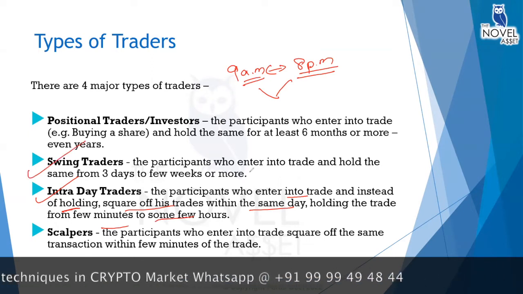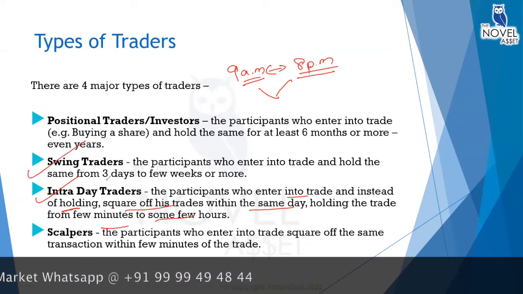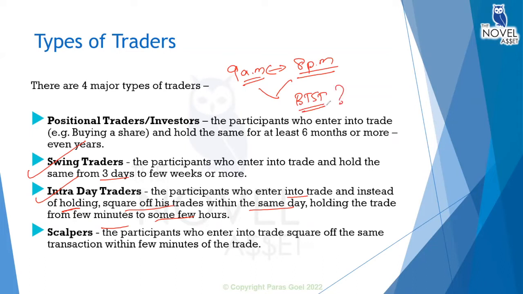Then there are swing traders, the participants who enter into a trade and hold it for 3 days to a few weeks. You know about BTST strategies. What is the full form of BTST? It is buy today, sell tomorrow. These strategies are a major part of swing trading. Then come the positional traders or investors, who enter into a trade and hold it for at least 6 months, or even some years. They are known as positional traders.